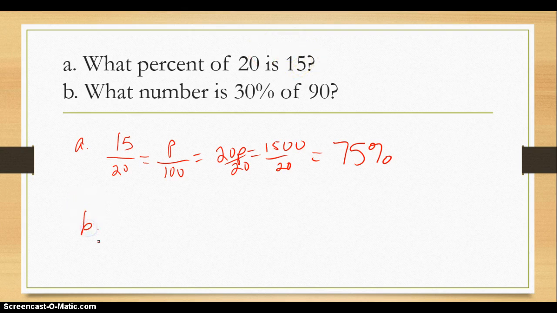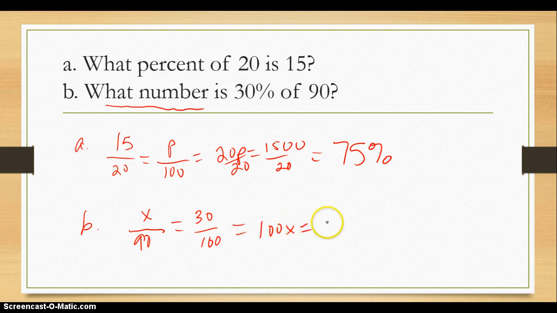Okay, part B, they word it a little differently. What number is 30% of 90? They're looking for what number, meaning what part. They're looking for a part of 90. So we know 90 is our denominator here. X is here, and 30 is our percent over 100. So cross multiply: 100x equals 2700. Divide that by 100, and x equals 27.